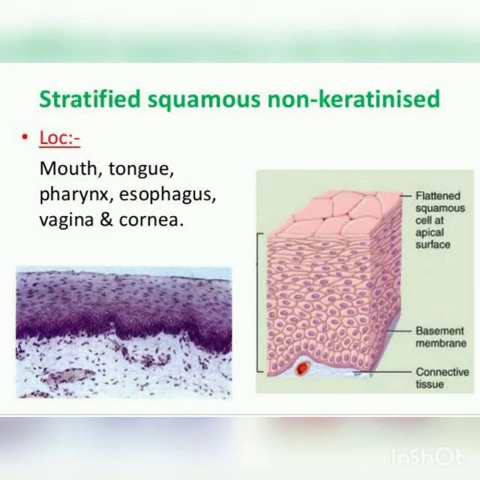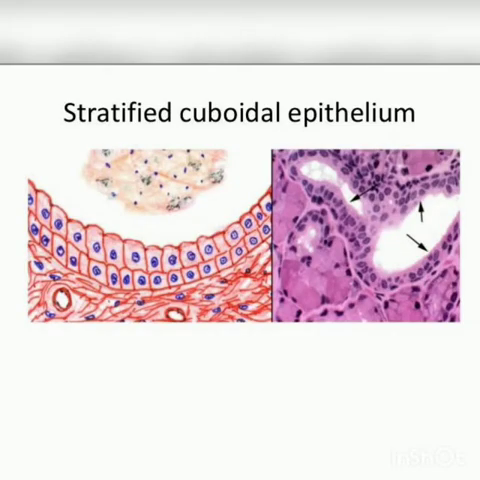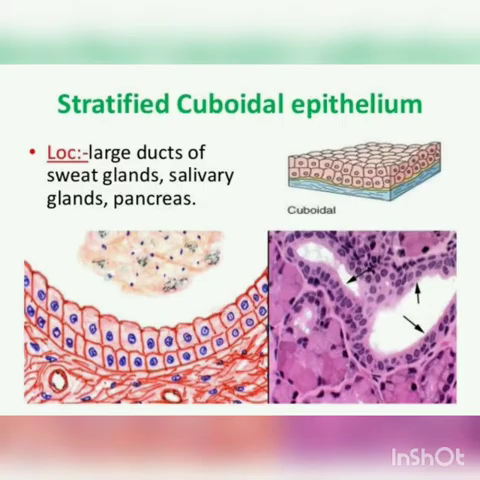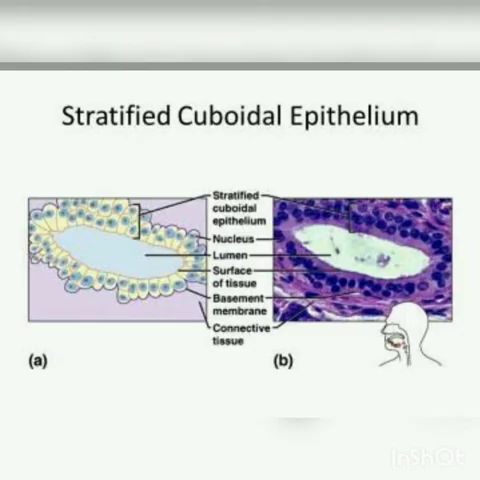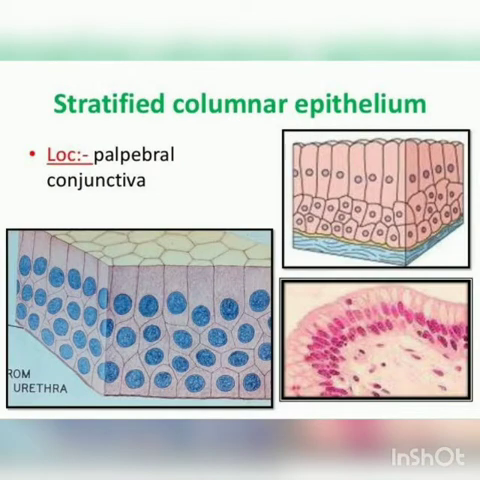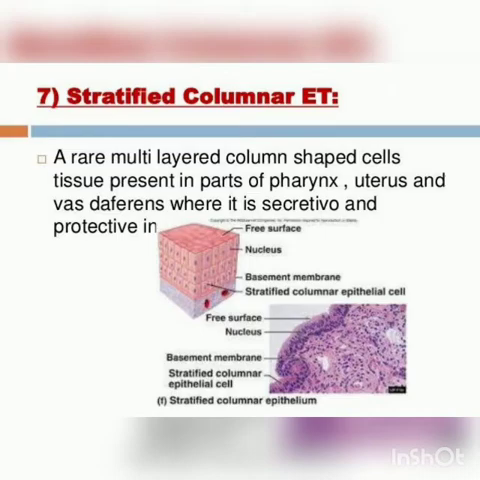Next is the stratified cuboidal epithelium. These are found in the ducts of sweat gland and mammary gland. Sweat glands, mammary glands, இங்க இருக்கிறது stratified cuboidal epithelium. And stratified columnar epithelium is found around the lumen of the pharynx. Lumen space, okay va? Male urethra and the lining of some glandular ducts.